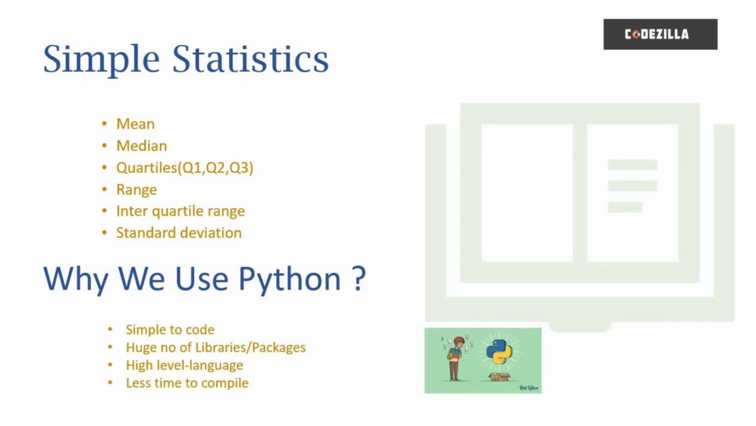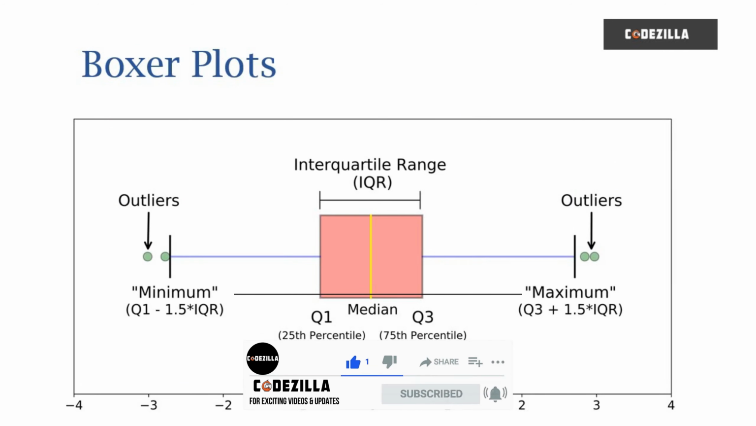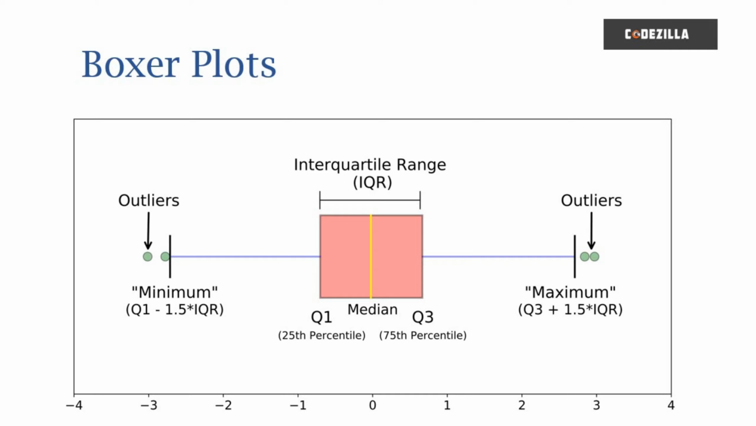Why we use Python? We use Python because it is simple to code, it has a huge number of libraries, it is a high level language, and it takes less time to compile. Before going to the Python code, let's look into another beautiful data representation entity, that is the box plot. A box plot gives all the essential stuff of statistics in a single graph. The yellow strip shows the median, the width of the box shows the interquartile range, and the edges of the box show the quartiles. The extreme values show the minimum and maximum, and the outliers are described by small dot-like structures.